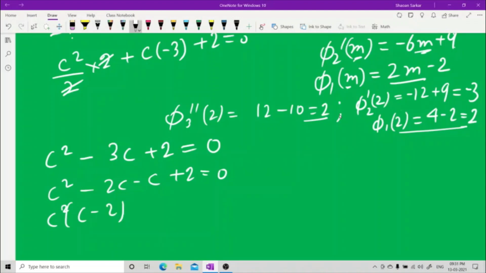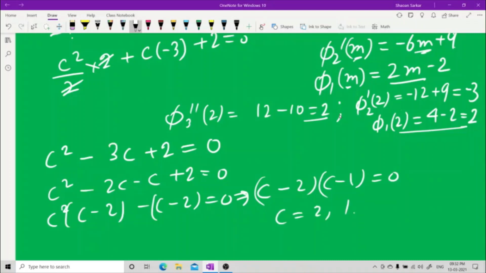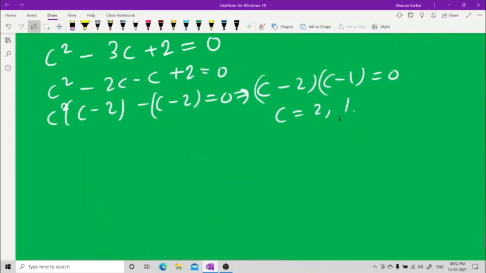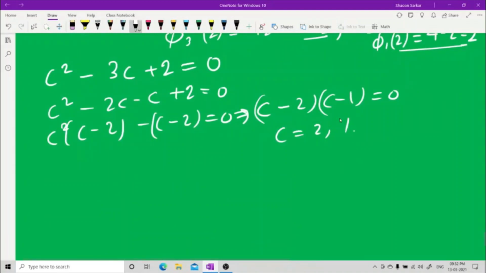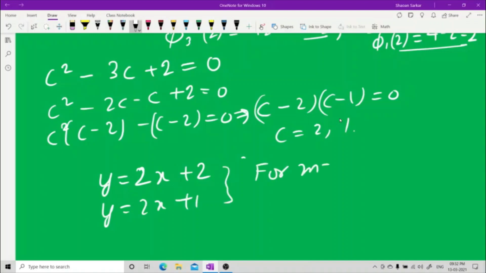C minus 2 minus c minus 2 equal to 0. So c minus 2 and this will give me c minus 2 and c minus 1 equal to 0. That means c is 2 and 1. So the oblique asymptotes are y equal to 2x plus 2, and y equal to 2x plus 1. This is for m equal to 2, the oblique asymptotes. I hope you have understood now how to do it.